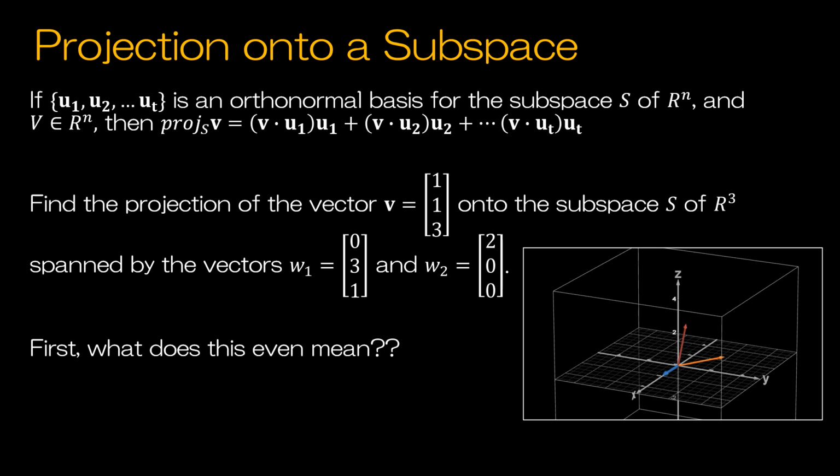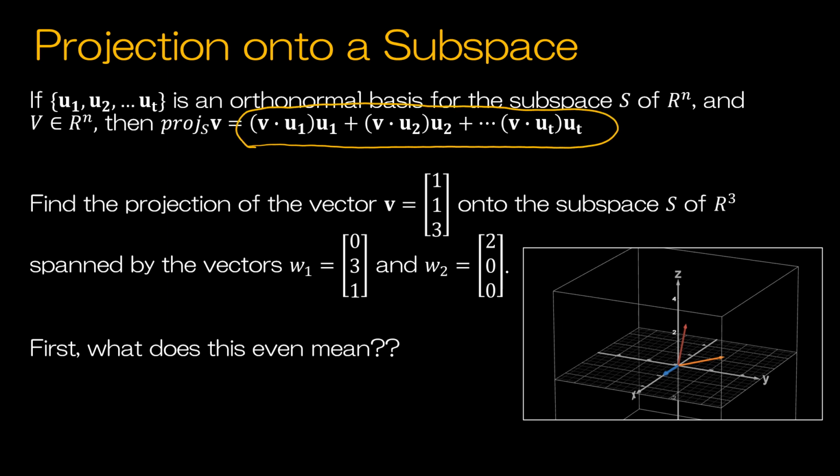So if U1, U2, and so forth is an orthonormal basis. Again, we've talked about orthonormal basis. It's a basis, so it spans all of a subspace of Rn. And it's orthonormal, so all of the vectors in the subspace are orthogonal, and normal, meaning that they're unit vectors. Their length is 1. So if U1, U2, and so forth are an orthonormal basis for the subspace S of Rn, and V is a vector in Rn, then the projection of V onto S can be found using this equation.